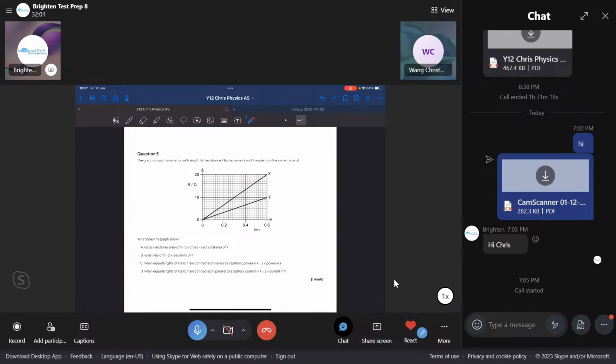So what about power? Maybe that's a good starting point. So how do you calculate the power? Power is voltage times the current. Okay. Yep.